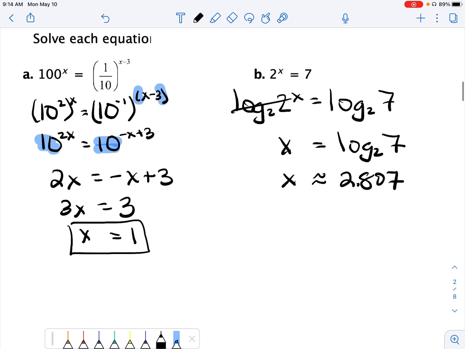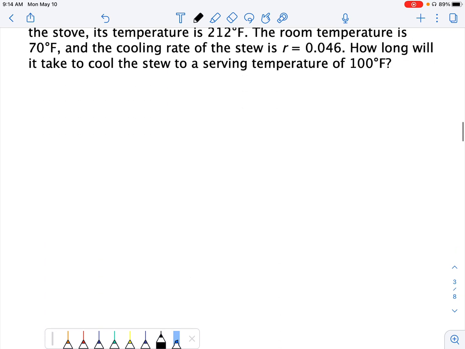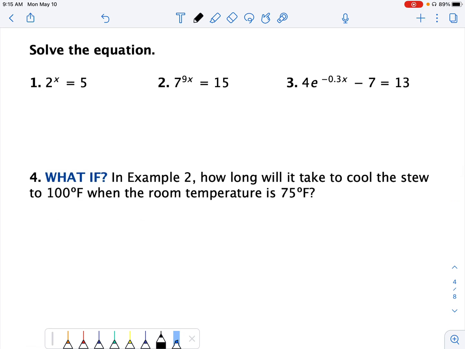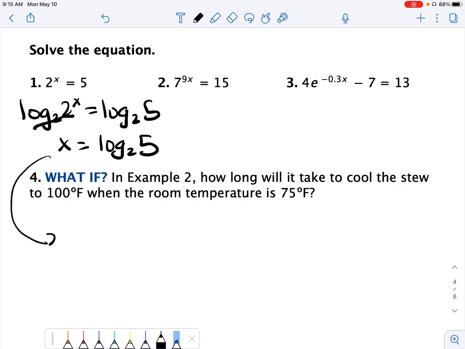Okay, so now let's take a look at some more problems. We're going to do Monterey Progress 2 here, 1. Again, 2 and 5, we can't make that the same base, so let's take the log now. We're going to take the log base 2 of each side. This is going to cancel out. So x is going to equal log base 2 of 5. Moving down here, use a calculator. X is going to be approximately 2.322.